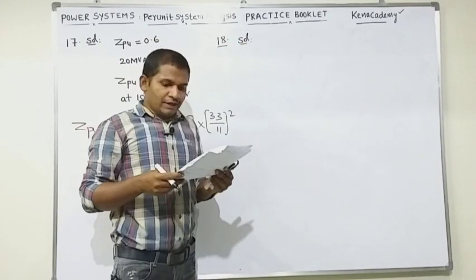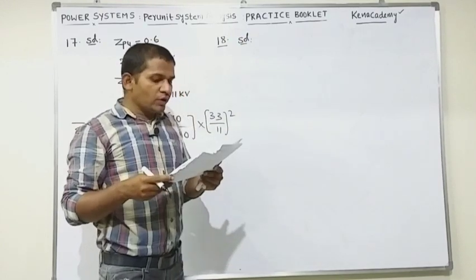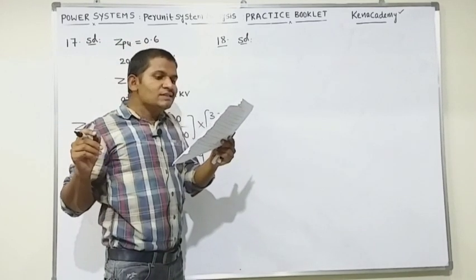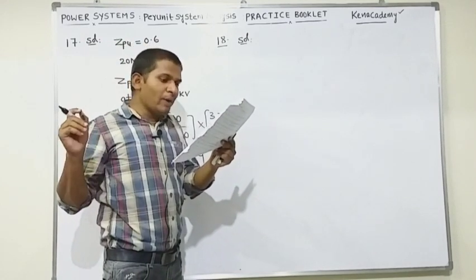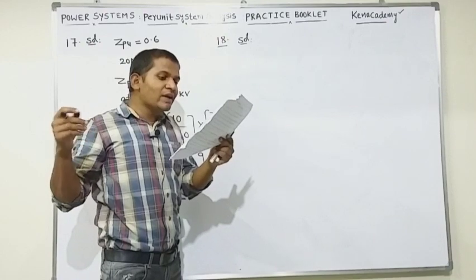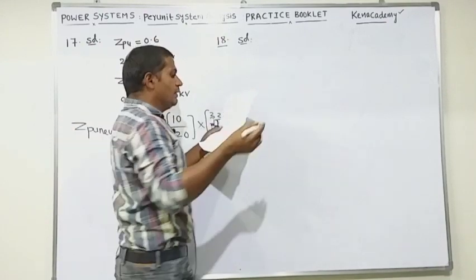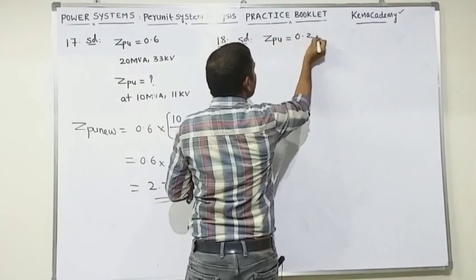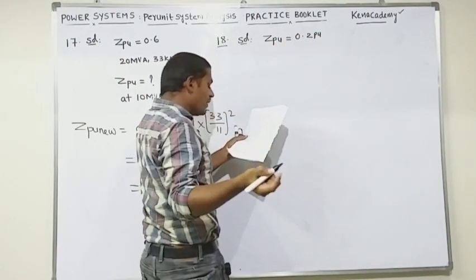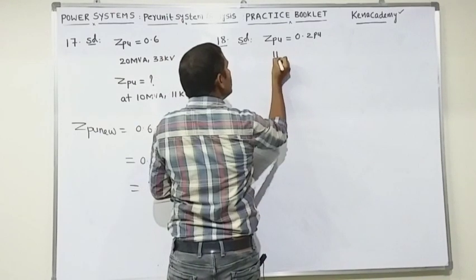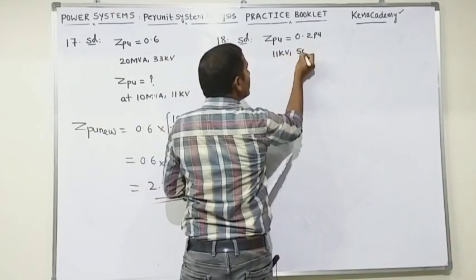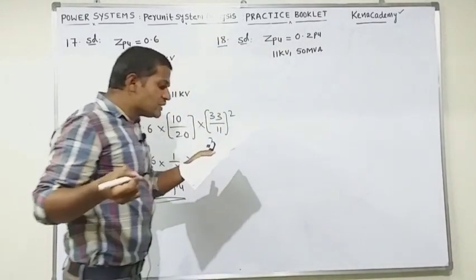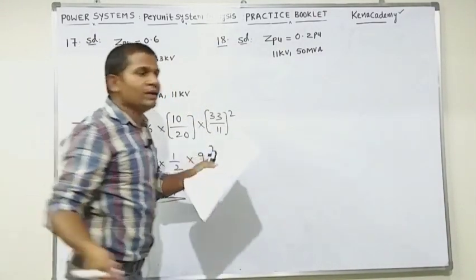This is the question asked in APSPDCL 2014. I am reading the question. The impedance value of a generator is 0.2 per unit at base values of 11 kV, 50 MVA. That is, Z per unit equals 0.2 per unit at base values 11 kV, 50 MVA. Then what is the per unit impedance value at 22 kV, 150 MVA?